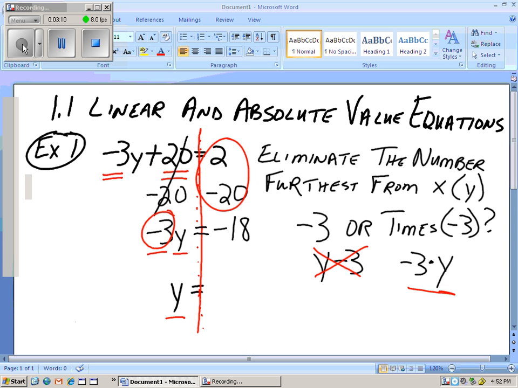So how do we get rid of negative 3 times y? We undo times negative 3 by dividing by negative 3. So we divide both sides by negative 3. Now remember, when you're dividing, don't just divide the 3, divide the negative as well. Lots of people remember to divide both sides by 3, but they forget about the negative. The negative has to go too. So divide both sides by negative 3. Our negative 3s cancel, and y is going to equal positive 6.